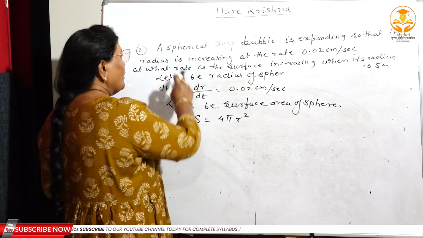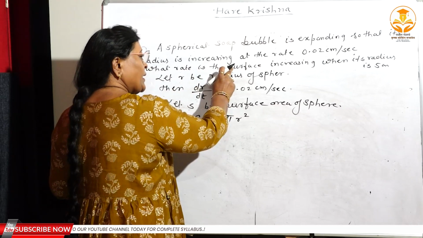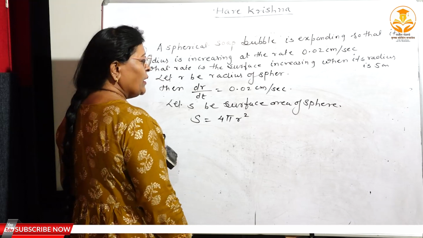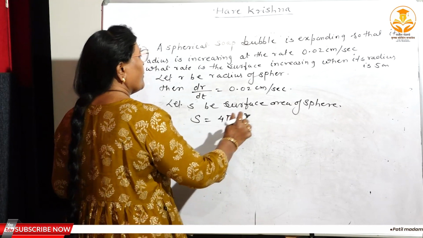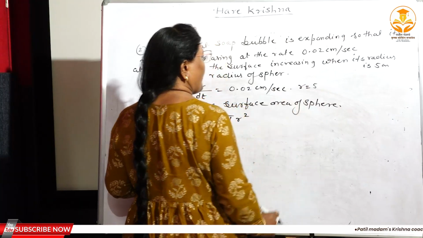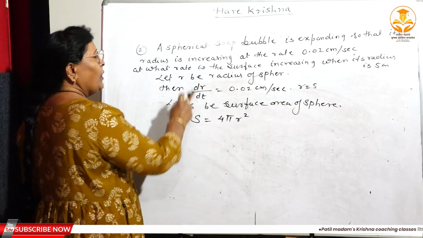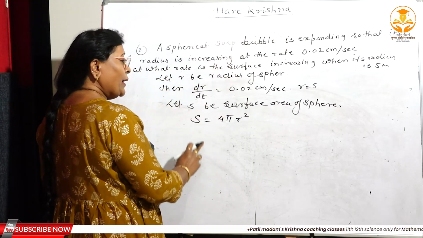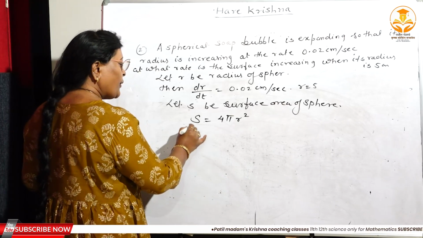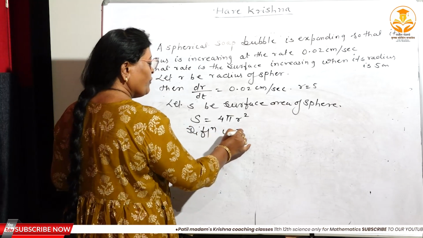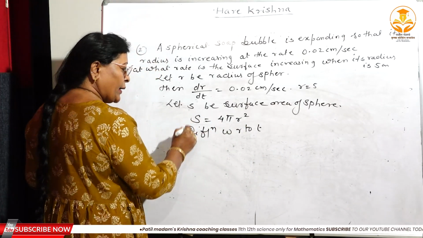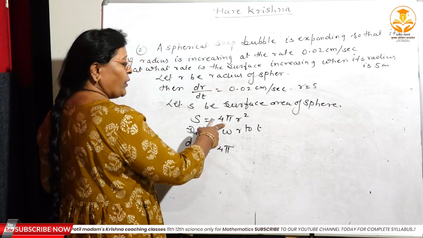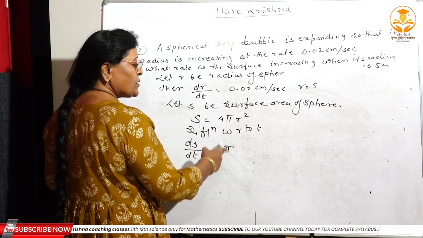And if we want to find out at what rate the surface area is increasing, you have to find out ds divided by dt, isn't it? It's again very simple. And the radius they have given as 5. When the radius is 5, at what rate is the surface area of the spherical soap bubble increasing? Therefore, again very simple, differentiate with respect to t, right? Then ds divided by dt, the 4 pi constant remains as it is. When a constant is multiplied to the function, the constant remains as it is.